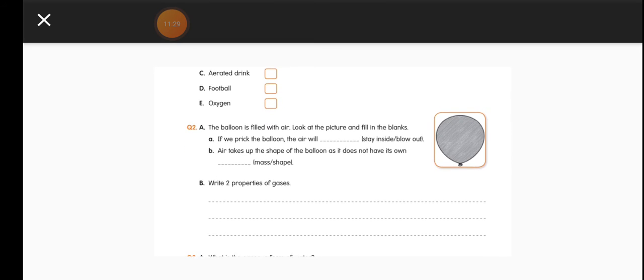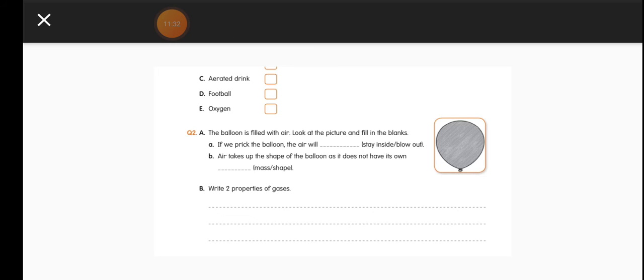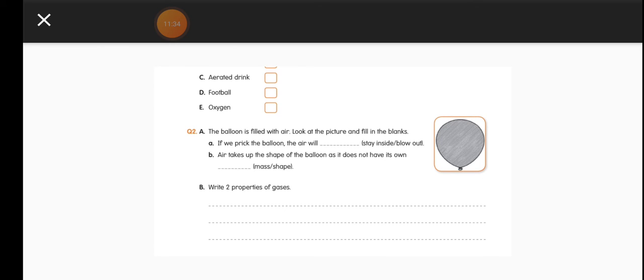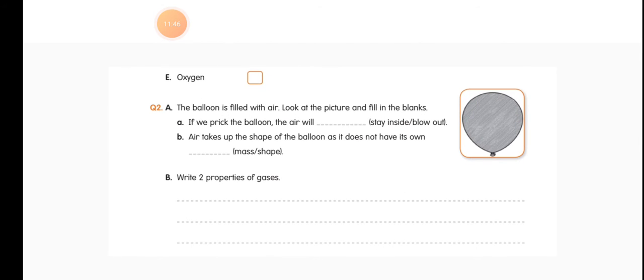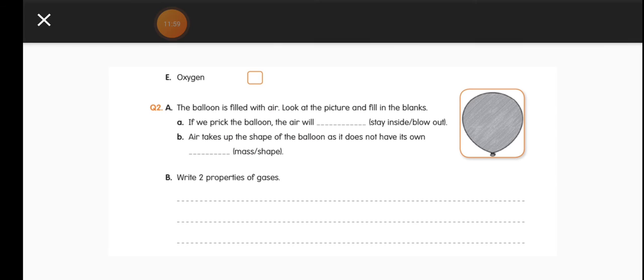Now the next question, the balloon is filled with air. Look at the picture and fill in the blanks. If we prick the balloon, the air will stay inside or blow out. Definitely when you prick this balloon, the air blows outside. Now B bit, air takes up the shape of the balloon as it does not have its own shape. You know that the gases do not have their own shape. They take the container's shape where they are, that shape they'll take.